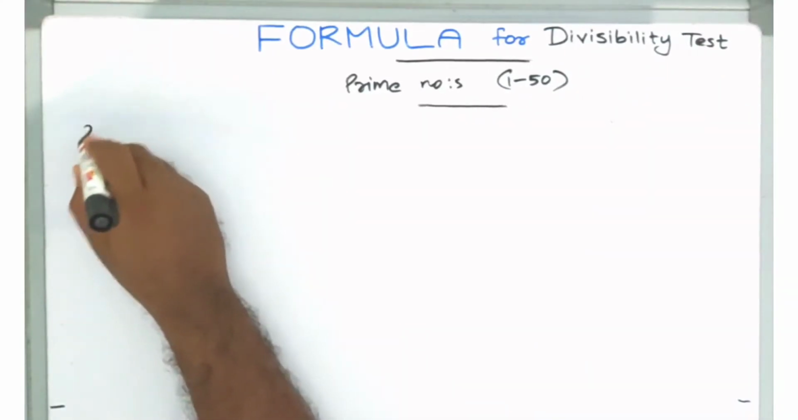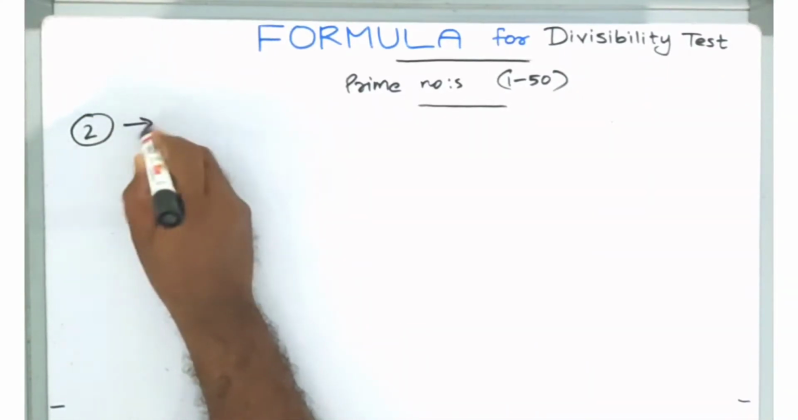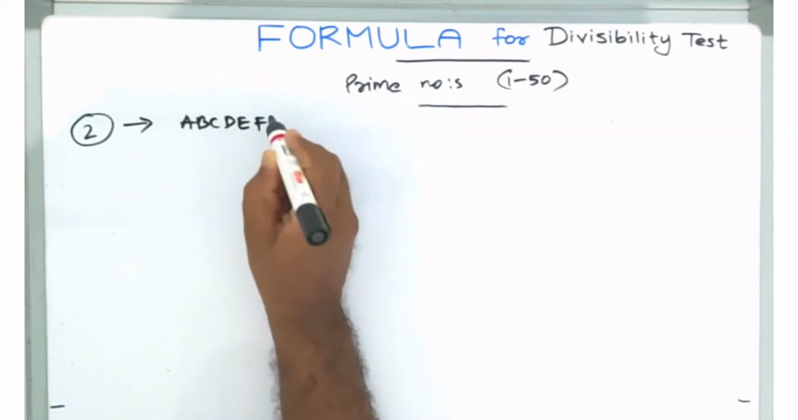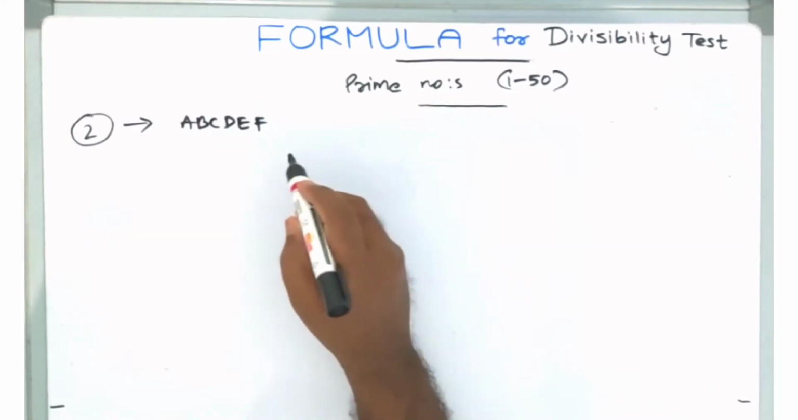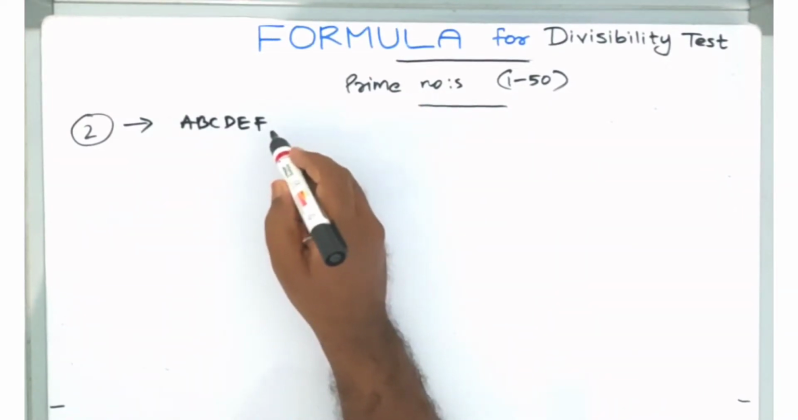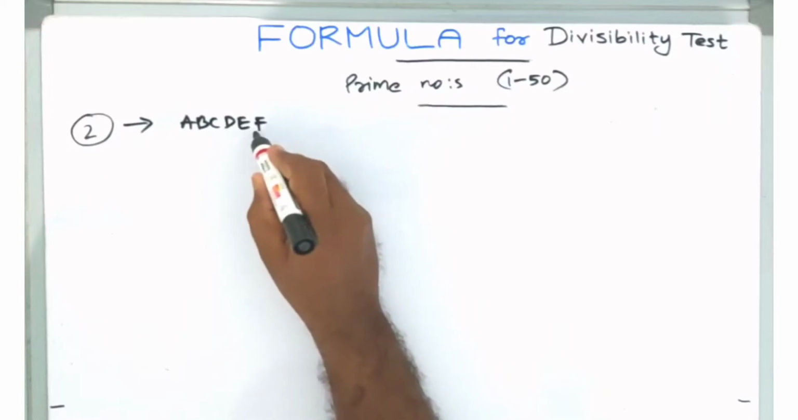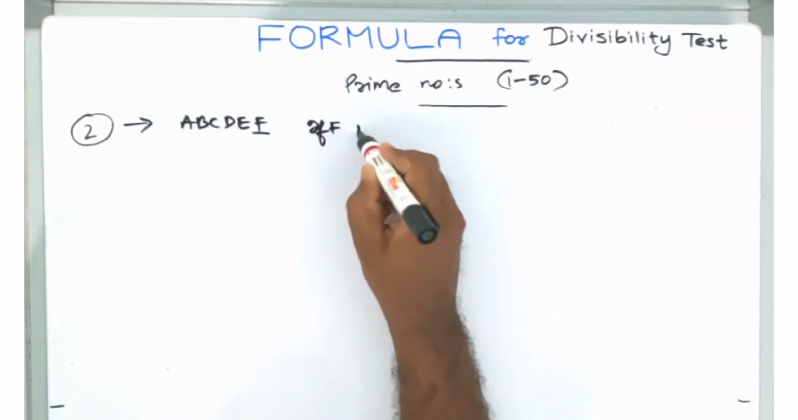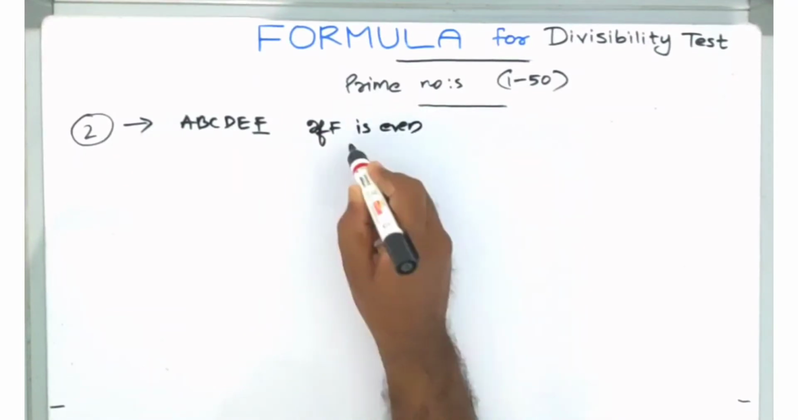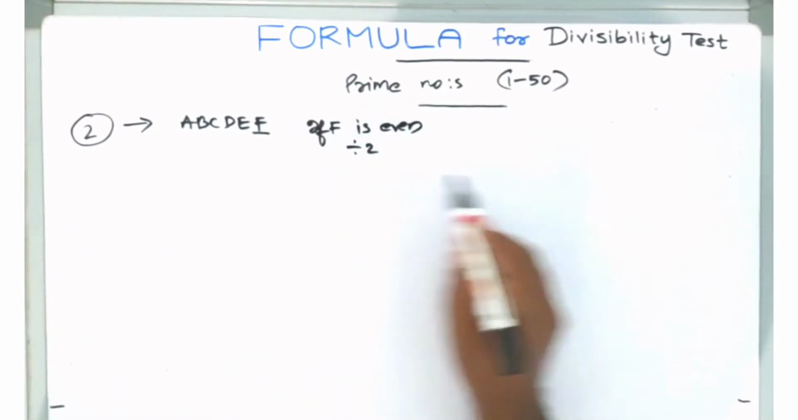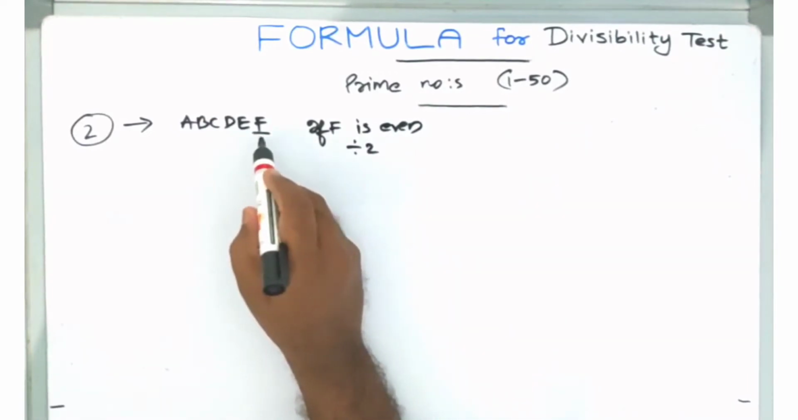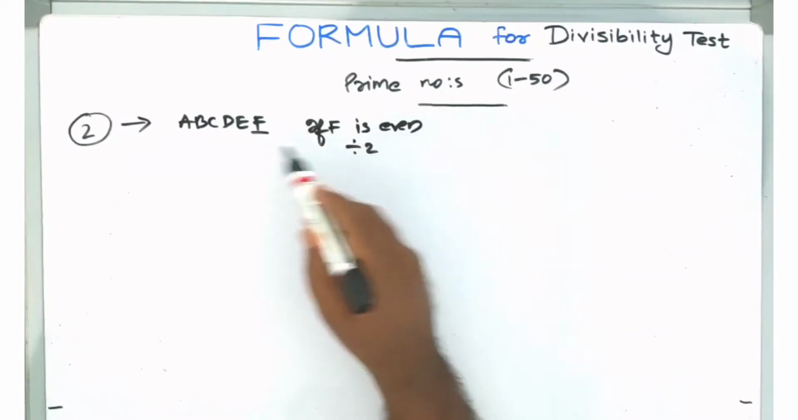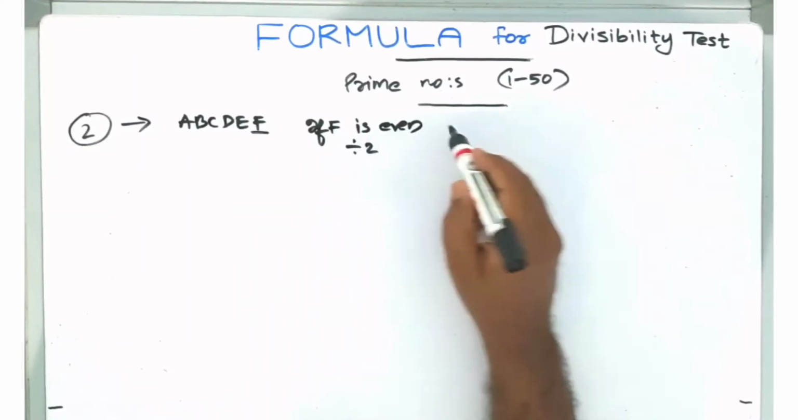We can start from the number 2. So, if A, B, C, D, E, F is a 6-digit number, we have to check whether this number is divisible by 2 or not. So, consider this last digit F. The rule is, if F is even, then this number is divisible by 2. Select the last digit. Check whether it is even or odd. If it is even, then this whole number is divisible by 2.